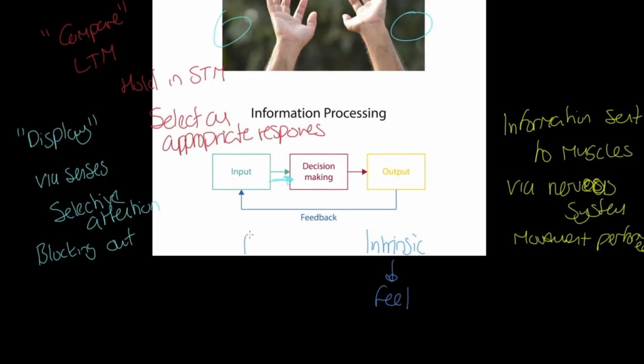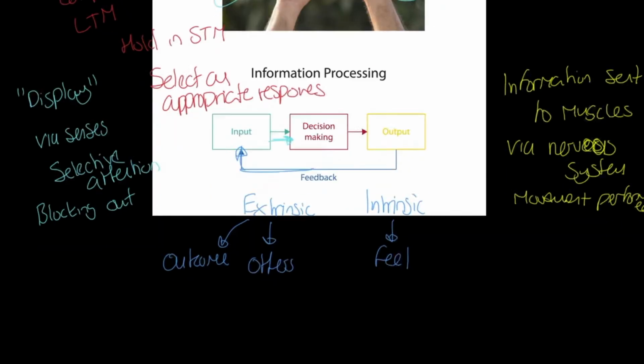But we also get extrinsic feedback. And that extrinsic feedback could be from others. It could be someone shouting, "Great catch." It could also be the outcome. You know, I caught the ball, the person was out. The outcome is a form of feedback that is then sensed via our senses, which are back in the input stage. So they are our 4 stages of information processing.